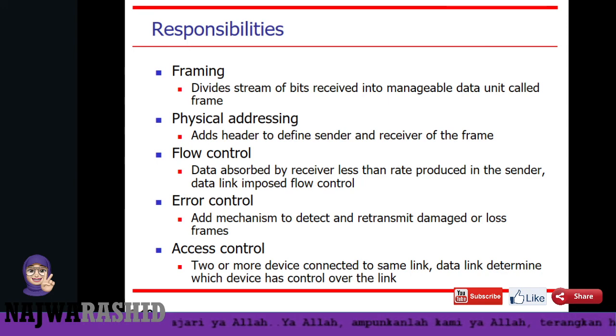And the next part is access control. Two or more devices are connected to the same link. The data link layer determines which device has control over the link. So access control. Okay, we will also learn about the access methods later on.